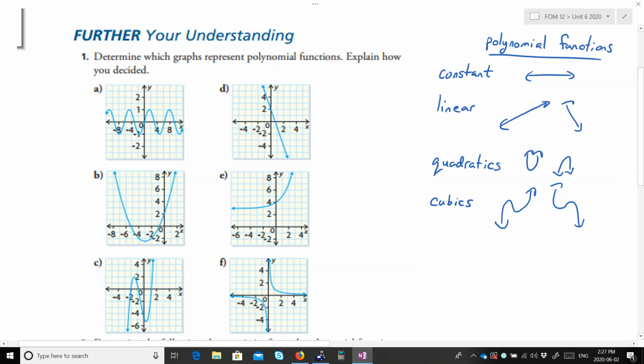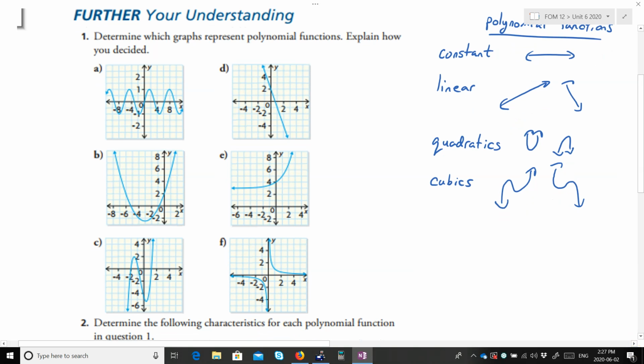Okay, and so we have to look at our graphs here and see if they match up with the shapes that we have to the right. Okay, so A is not a polynomial function, because that continues to wave up and down, whereas we don't really have a wave over here. So A is no good.